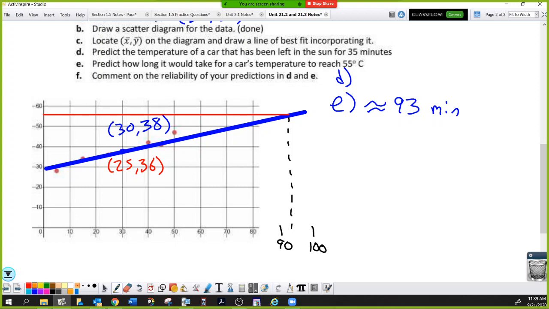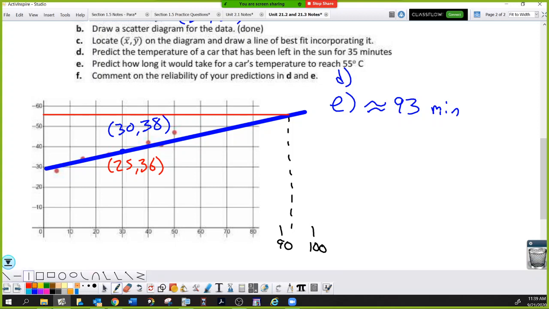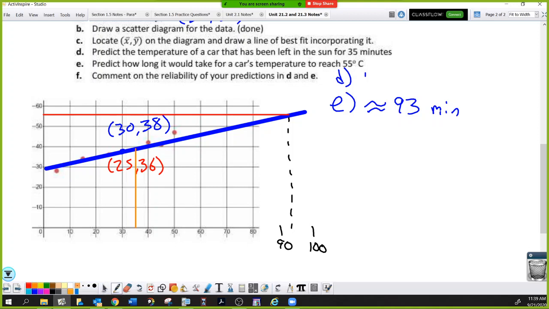So let's use a vertical line for that one. 35 is about here. The temperature of that car is 39. Yeah, I like 39. Why not? About 39 degrees Celsius. I'm still on the vertical line. About 39 degrees Celsius. That feels good.